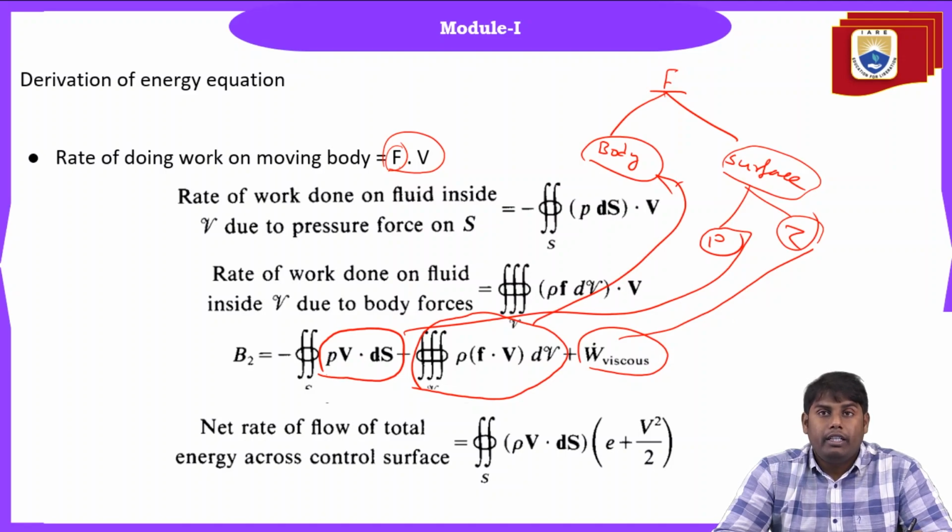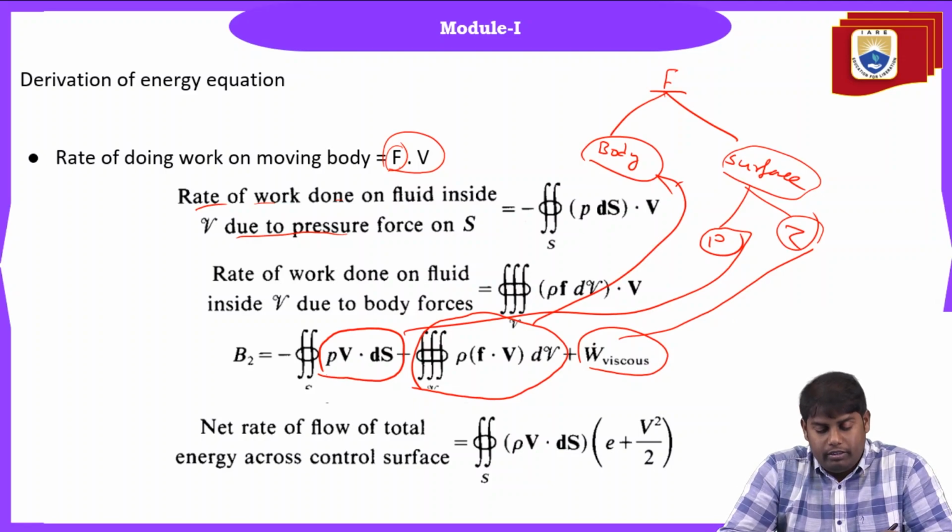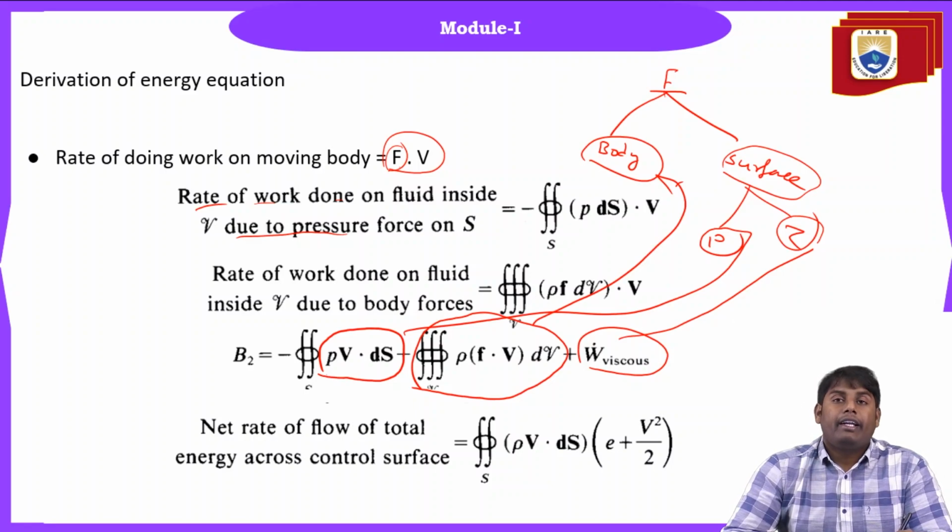So here you can see the rate of work done on the fluid inside the control volume V due to pressure. The negative sign is there because of a change in direction to the opposite. Let's say the pressure is acting in this direction, the velocity direction may be different, so this is because of the change in the vector magnitude. That is one thing. And next, the volumetric work, or the rate of work done inside the volume because of body force, as I told you.